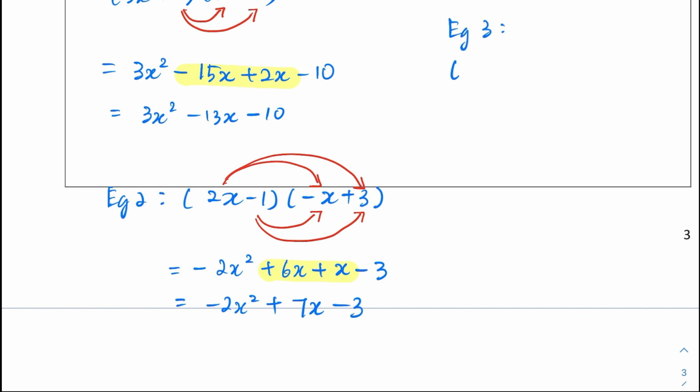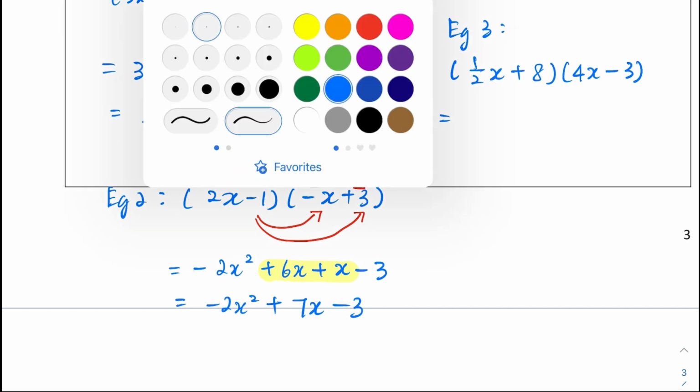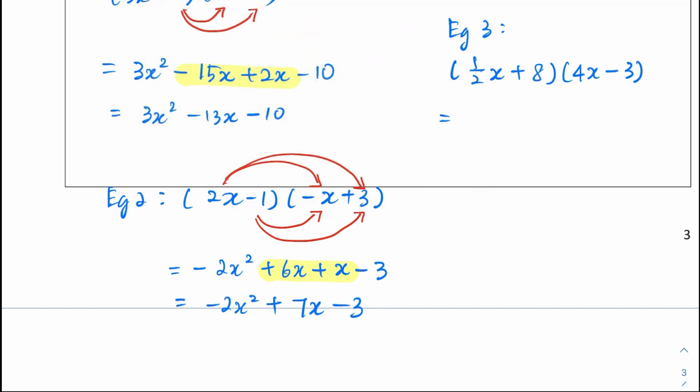Example 3. We have half x plus 8 multiplied to 4x minus 3. Even though we have fractions here, right, the method is exactly the same. Alright, we will do by distributive law, we will distribute half x to 4x and half x to -3. We will also distribute 8 to 4x and 8 to -3. Okay, so what answer are we going to get?